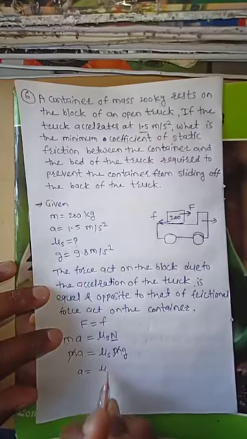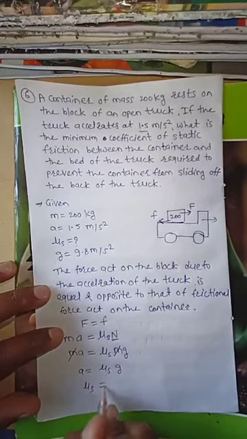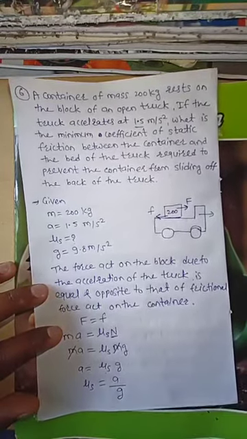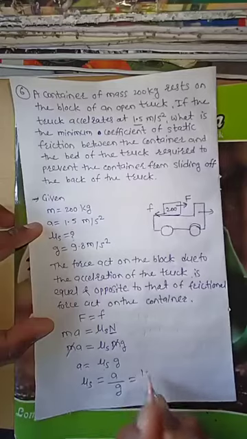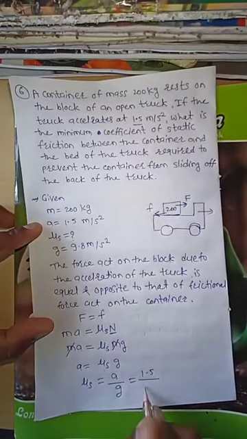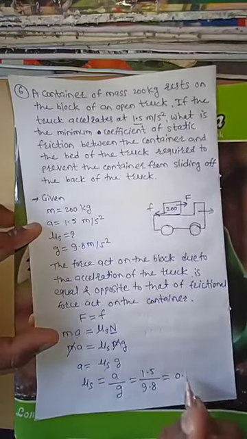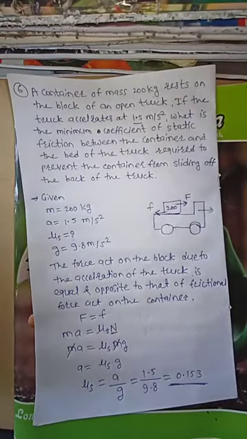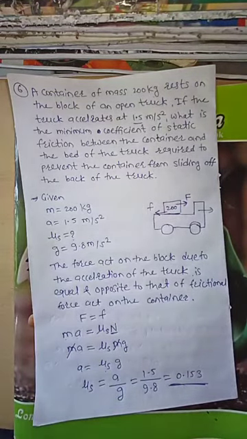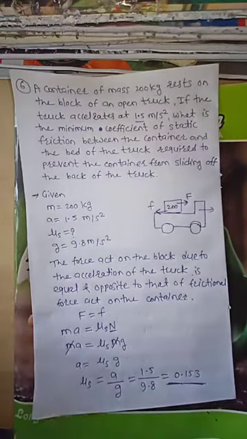Therefore, acceleration is equal to mu s into g. We have to find out the static friction. Therefore, mu s is equal to a by g. Then what is the acceleration? Acceleration is 1.5 meter per second square and g is 9.8. Therefore, the static friction is 0.153. This is the minimum amount of static friction required to prevent the container from sliding off the back of the truck. This is the minimum coefficient of static friction.